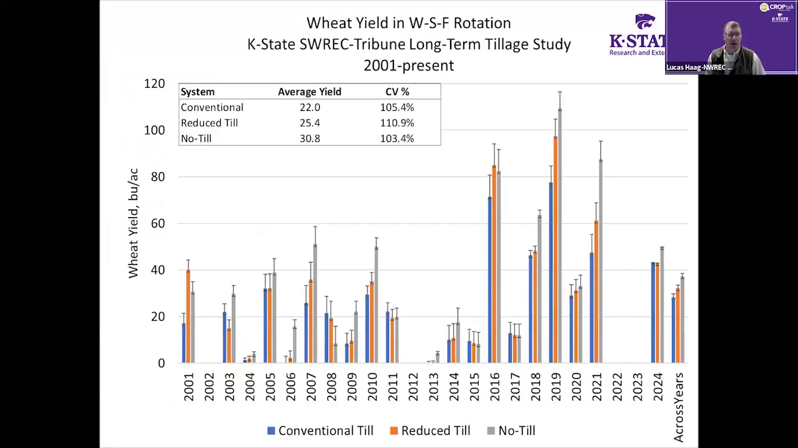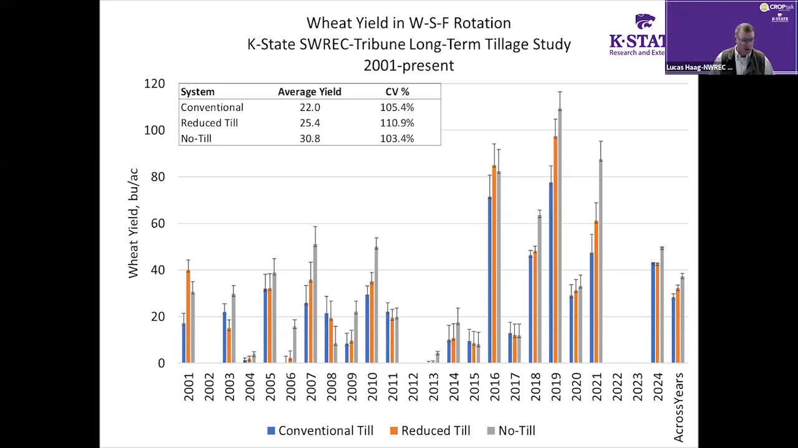Okay, here are our yields over years. As you can see on the across-years average, really not that spectacular wheat yields. We're averaging about 31 in the no-till, 25 in the reduced till, 22 in the conventional till. I always think it's interesting: we think about wheat as, Kansas, the wheat state, wheat being our stable, reliable crop. Actually, in our long-term studies at Tribune, and not just this one, but others, wheat tends to be more variable than sorghum when we think about yields across years.